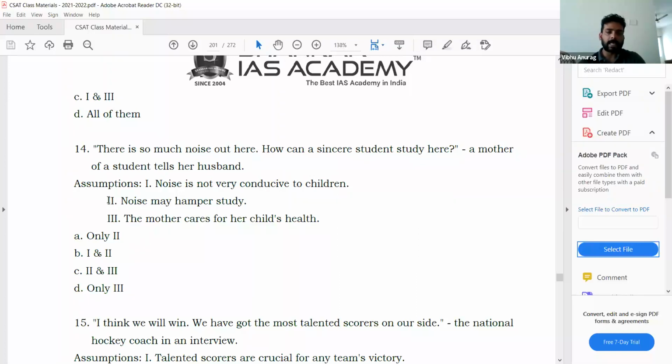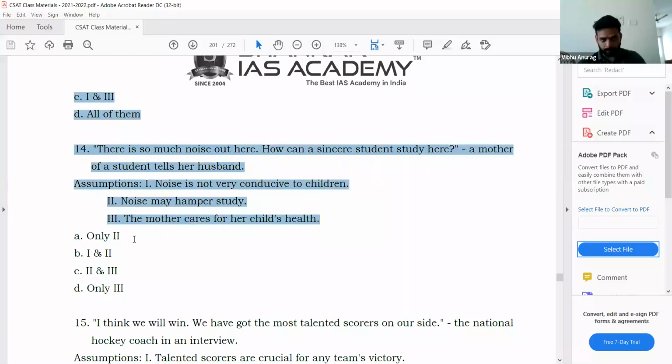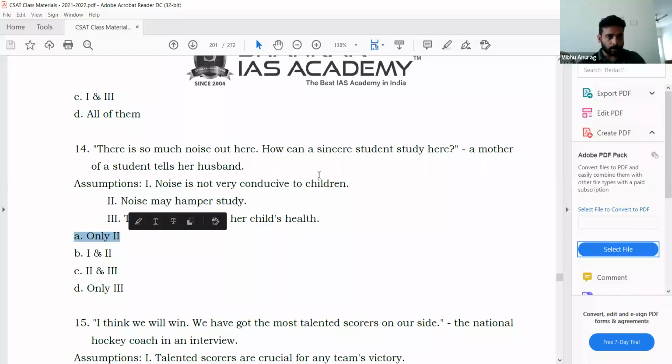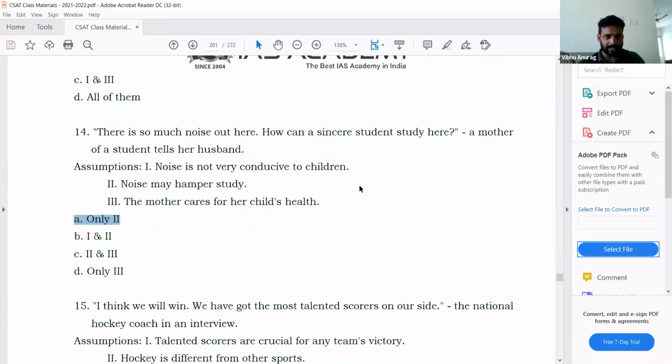Second one, noise may hamper study. Yes, she does believe this. She believes that noise may hamper study. That's what she said. Third one, the mother cares for her child's health. This is irrelevant because this question does not concern health. So we can't say what the mother believes about her care for the child's health. So only the second one. Option A, only 2. Noise may hamper study. 14th is A, only 2. Noise may hamper study.